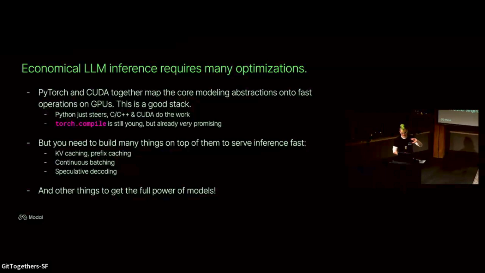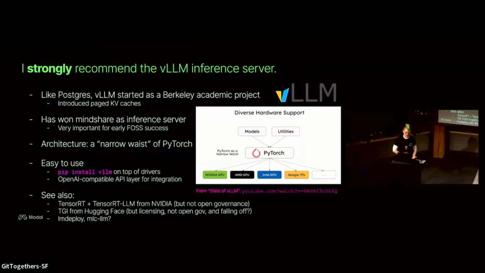But the real problem is that there's a bunch of things on top of this that you need to build to make inference fast. To run an inference server, there's all kinds of caching. There's complex logic to construct tensors on the fly. And then you want the memory layout to be good. And then there are special features, speculative decoding, LoRAs, just a lot to build yourself. And so if you want to get full power out of these things and run them performantly, you're going to want a framework. So my strong recommendation is the vLLM inference server.